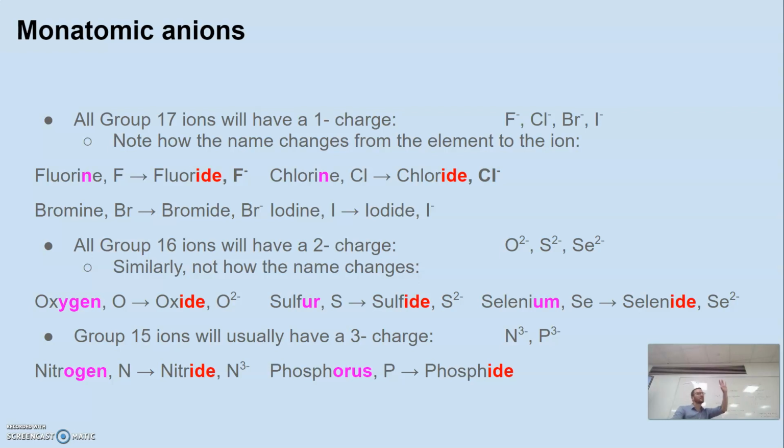Group 15 ions, 5 valence electrons. Wants 3 more. 3 lots of more minus charge forms a 3 minus charge. Nitride. Phosphide. That makes sense? Yeah?